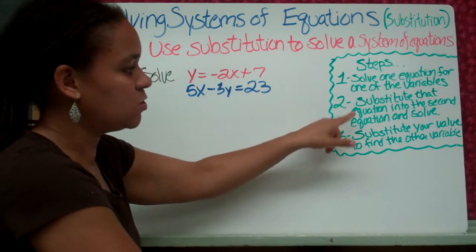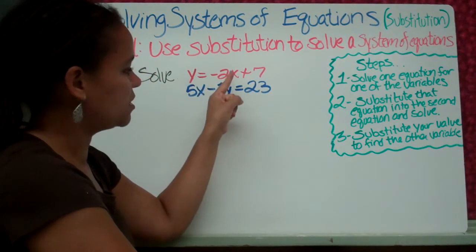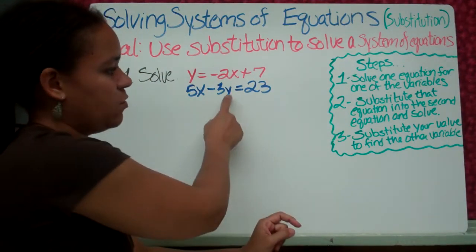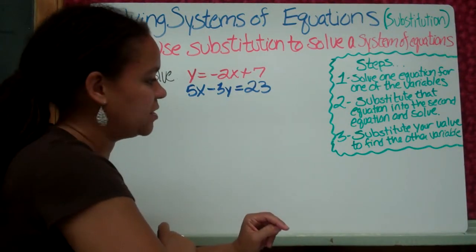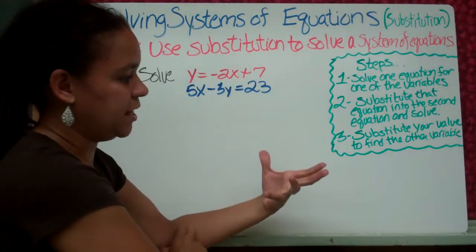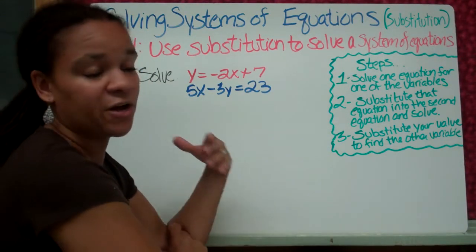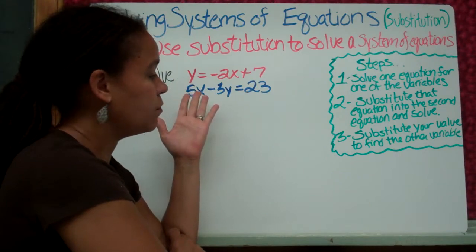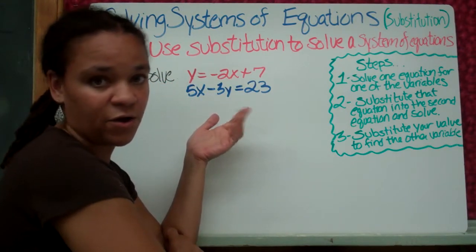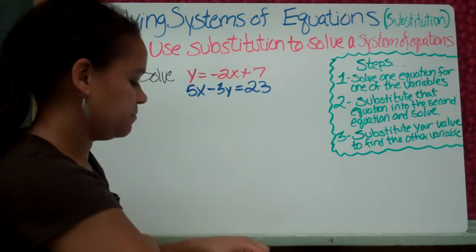Number two, substitute that equation. We're going to substitute this one into the second equation and solve it. I'll show you how that's done. And then step three, once you get an answer, you want to substitute that value back into one of the original equations to find the other value. So let's see how this works.